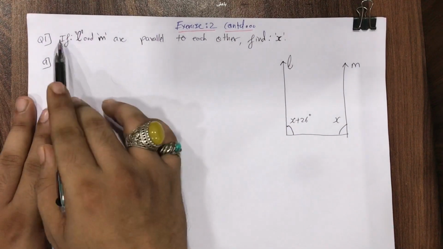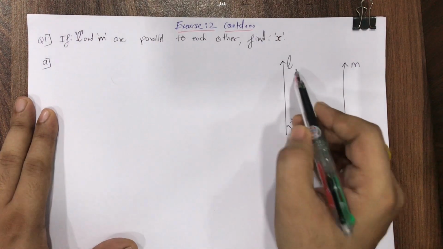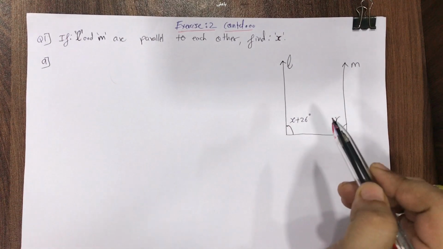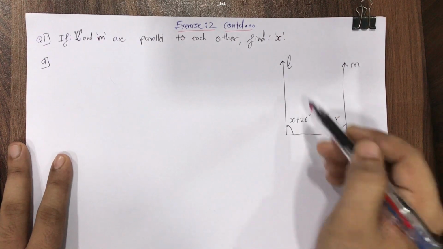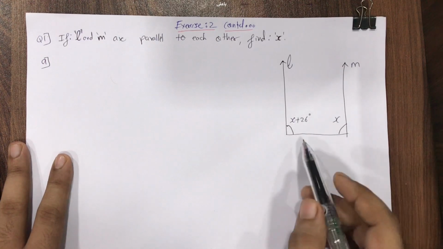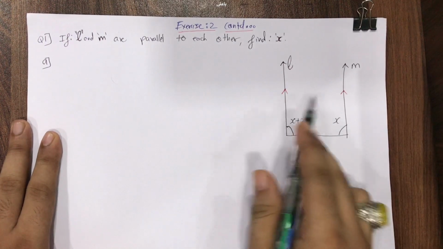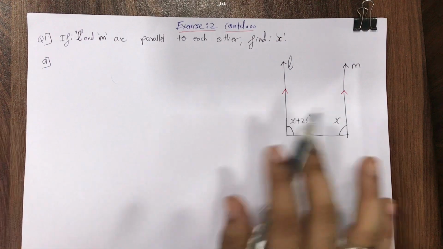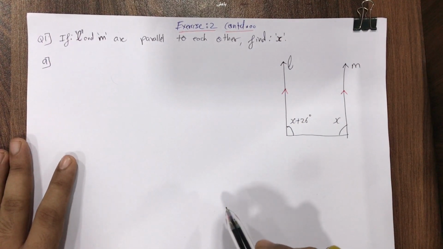Question number 1. If L and M are parallel to each other, this is L. Always remember this, that lines are named by small letters. This complete line, or ray also we can say, is small l, and this complete line is small m. They both are parallel to each other, so we just mark arrows over here. This single arrow means these both lines are parallel to each other. Equal nahi hai, parallel hai. Find the value of x.